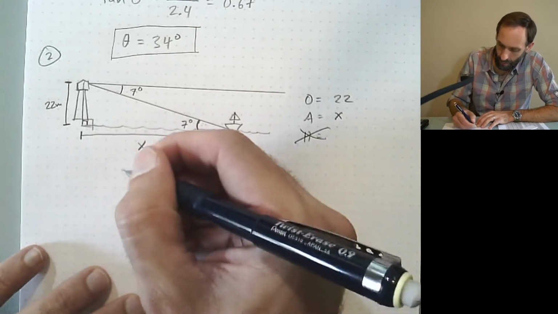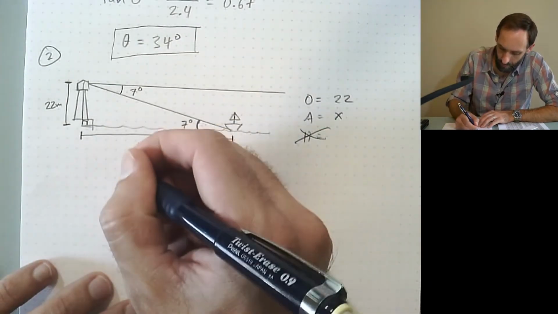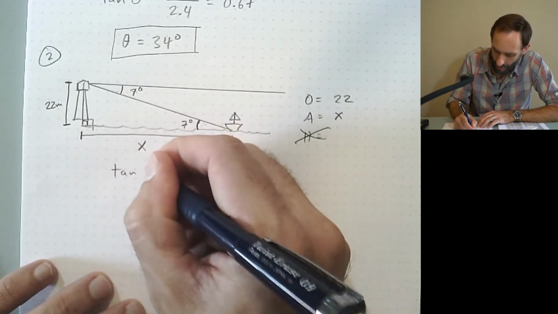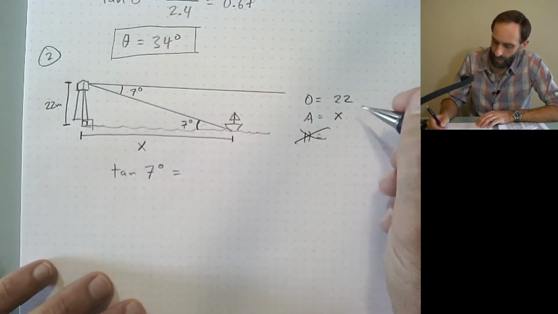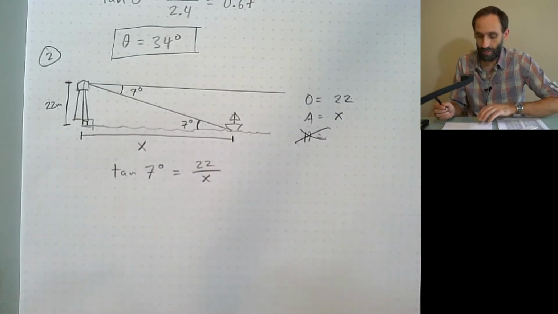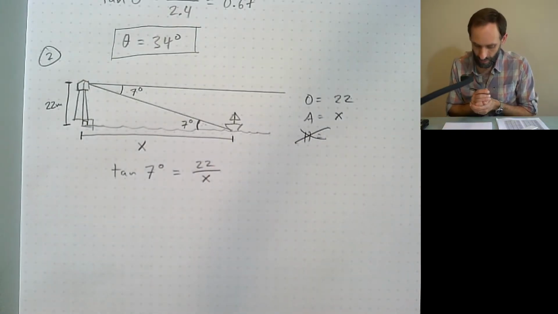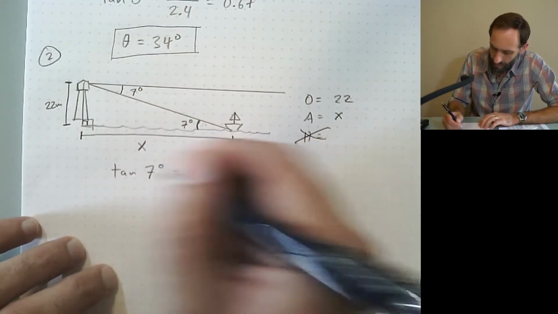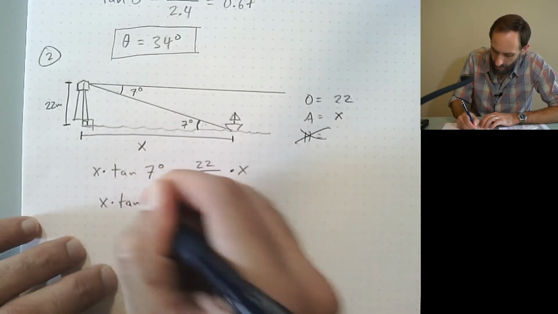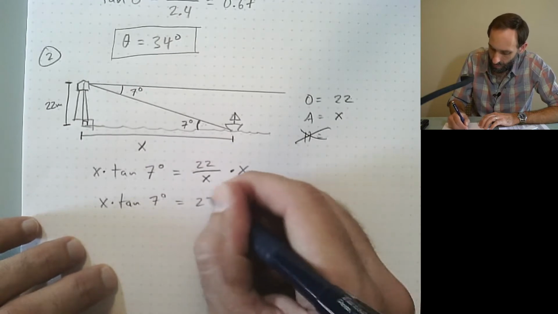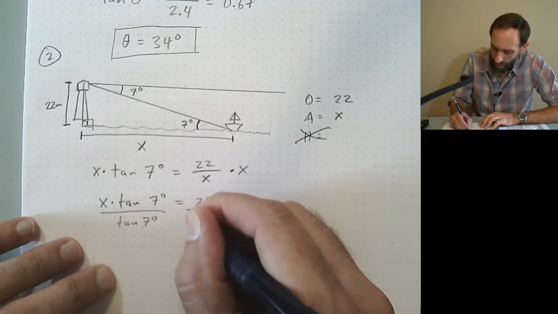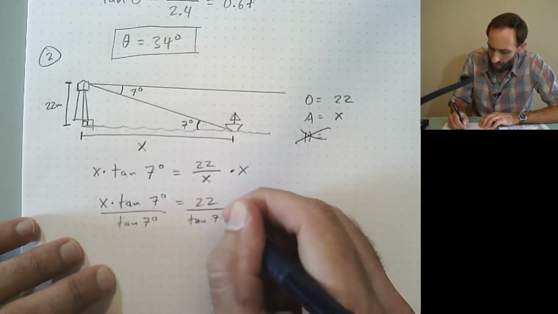So we set our ratio up here. The tangent of 7 degrees is equal to the opposite over the adjacent, so 22 over x. And we want to find out what x is. So we do a little algebra and multiply both sides by x. I get x times the tangent of 7 degrees is equal to 22. Then let's divide both sides by the tangent of 7 degrees.